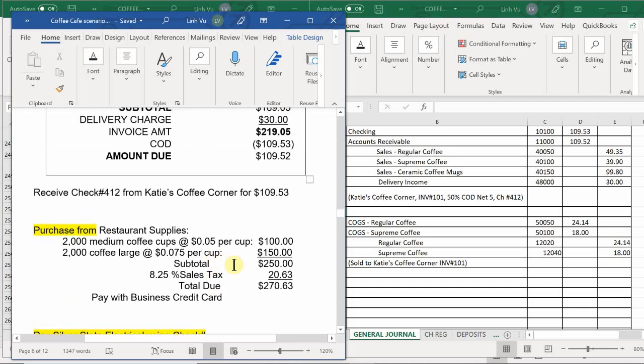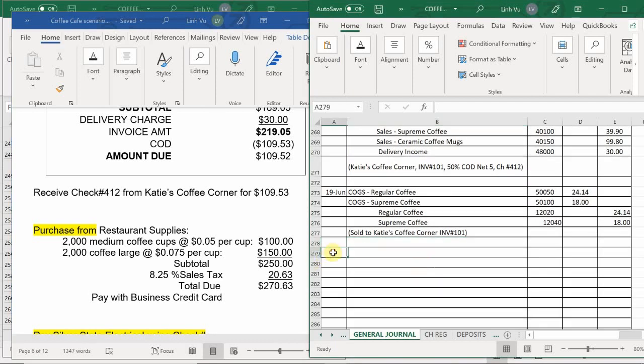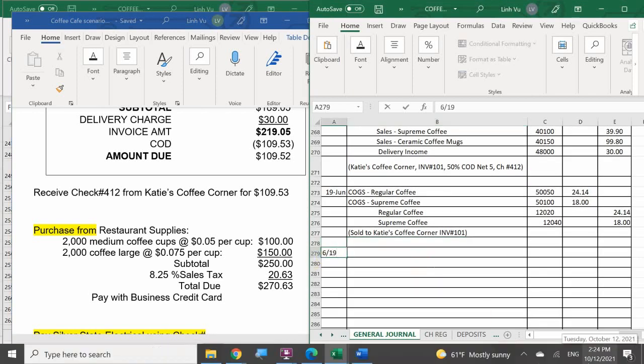So then let's see what happened here. We purchased from Restaurant Supplies an additional 2,000 coffee cups, and an additional 2,000 large coffee cups, for a grand total of this, paid with business credit card. Purchase expense. In this case, this is not a purchase expense because this is not considered inventory.